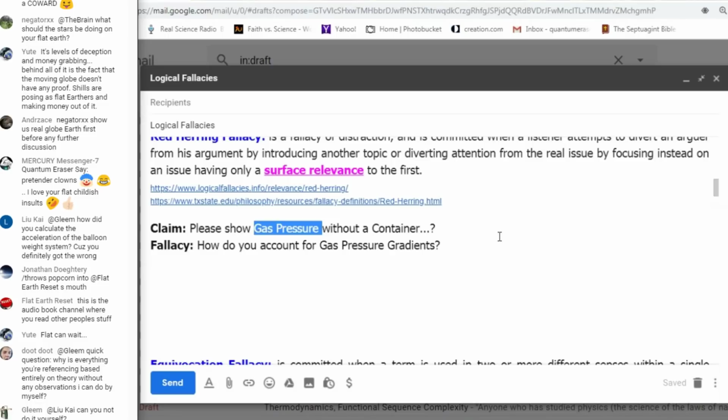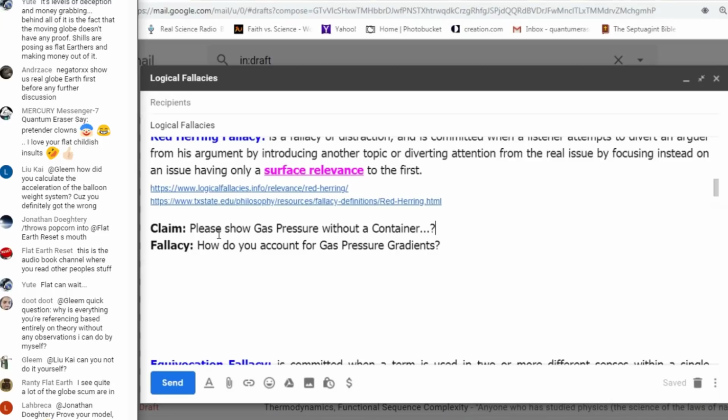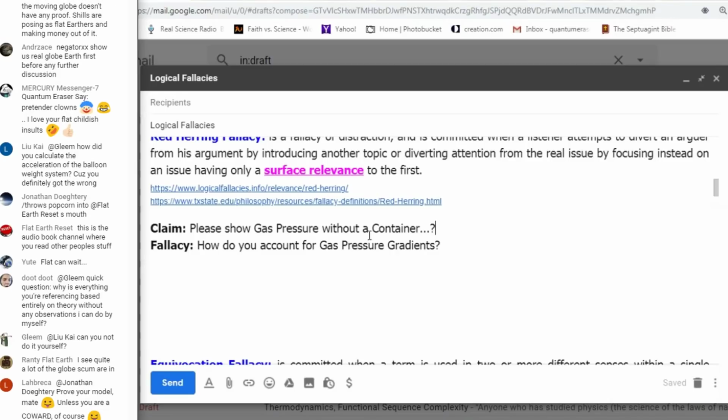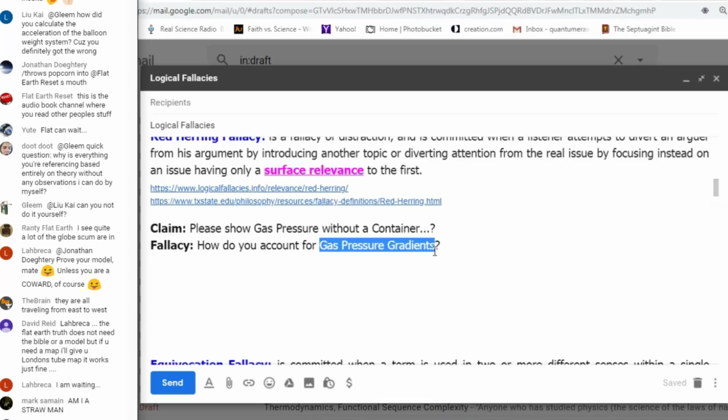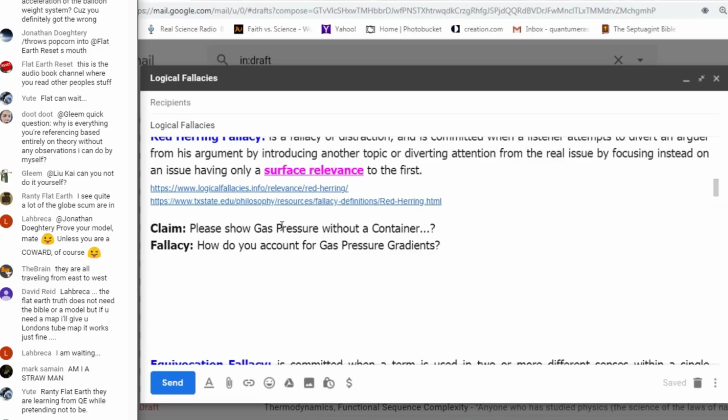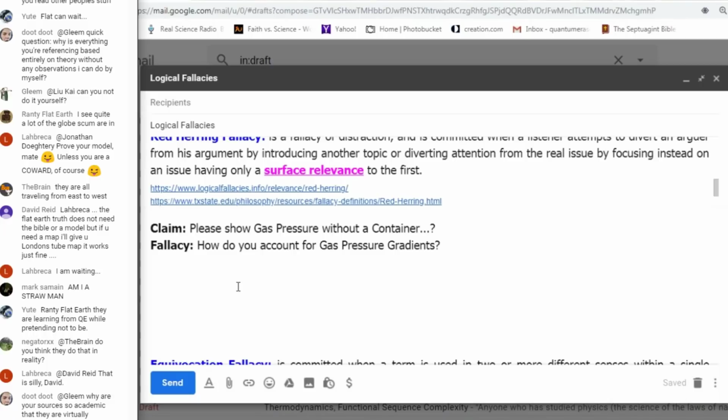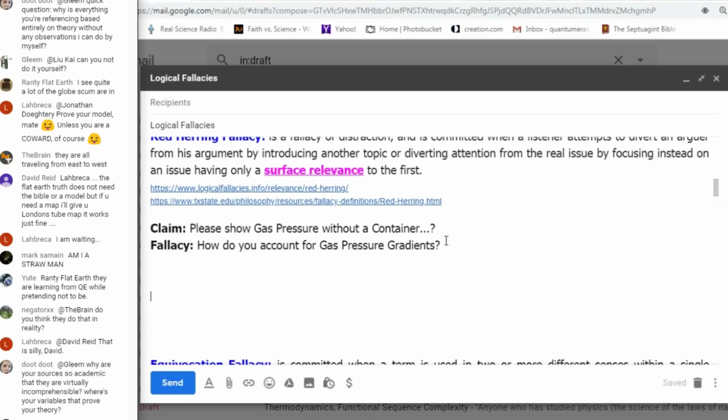What comes first, gas pressure or gas pressure gradients? See, we're asking you, where do you get gas pressure from without a container? You have to answer that question first before you go to the next question, gas pressure gradients. By the way, I have the answer to that in a closed system. Okay. So you see how this is a red herring fallacy. And I'll tell you what, even when you tell people, hey, this is a red herring fallacy, they have blinders on or something plugging their ears because they just repeat the same thing, right?